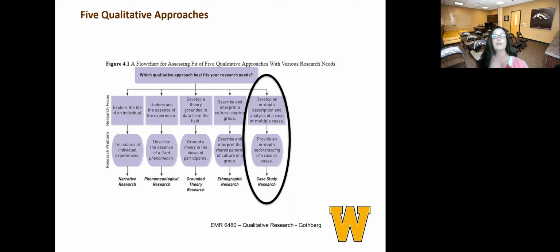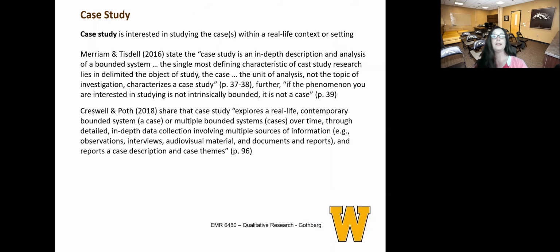So on Creswell's flowchart here, when you are selecting the type of qualitative methodology for your research interest and questions, under case study, he lets us know that this is used to develop an in-depth description and analysis of a case or multiple cases, and it provides that in-depth understanding of a case or cases. Case study is interested in studying the cases within a real-life context or setting.